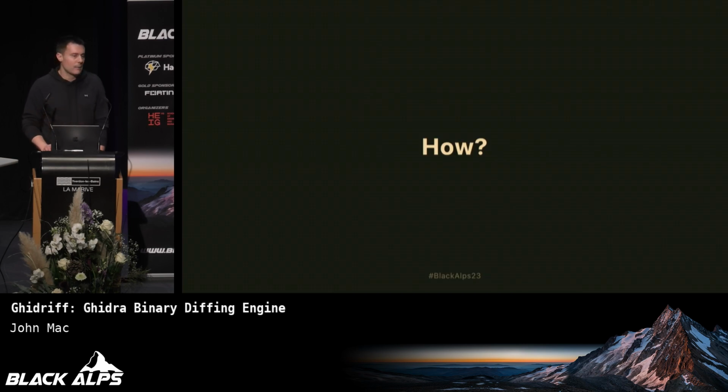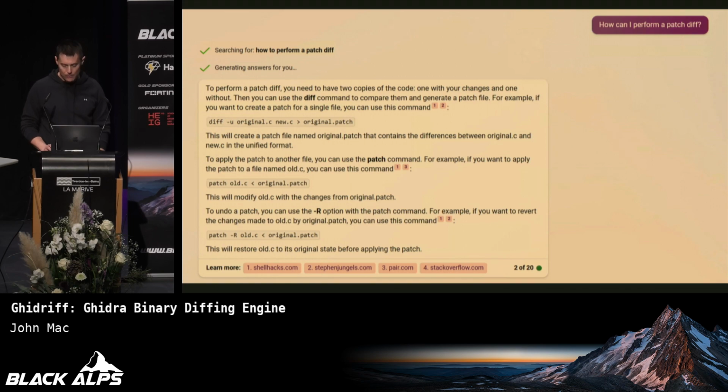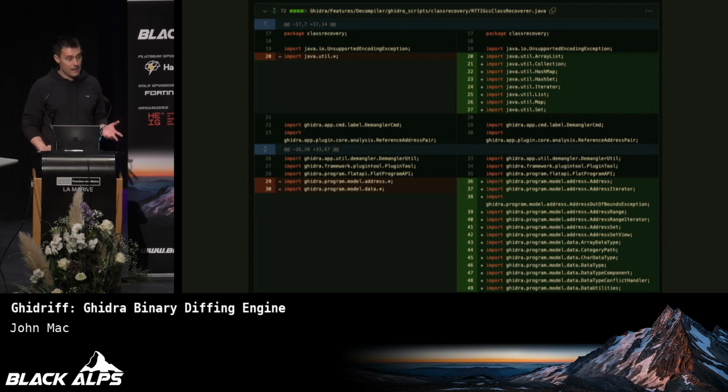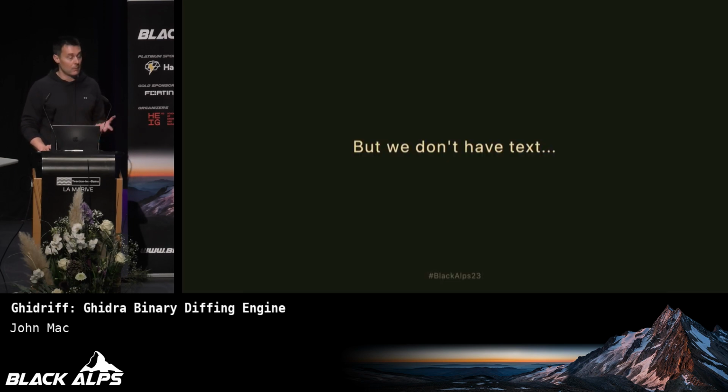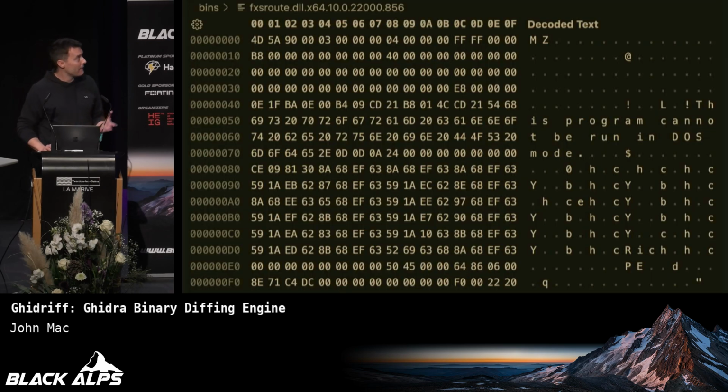So how do we do it? You could go and ask Bing, how can I perform a patch diff? And Bing says, I got you. Here's what you do. You take the original source file, and you take the new source file, and you run diff on them. And that works well when we have text and when we have the source, but what I'm talking about is when we don't. What I'm saying is when we have a binary and we have this big hex dump, and if you try to compare two binaries and their hex bytes, it's not going to look very nice. You're not going to be able to understand what's going on.